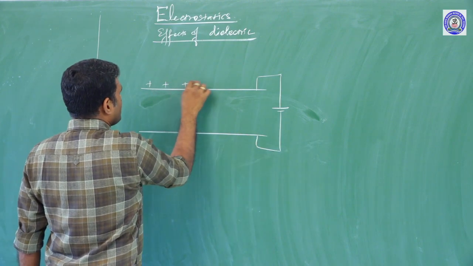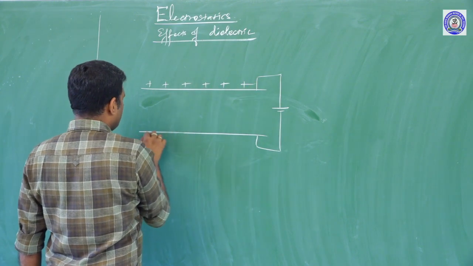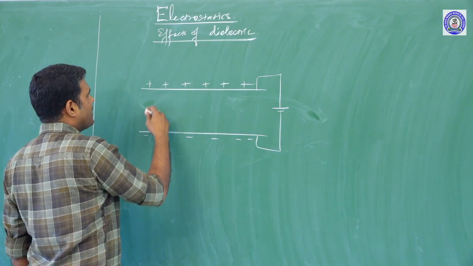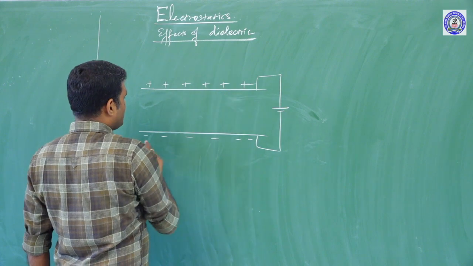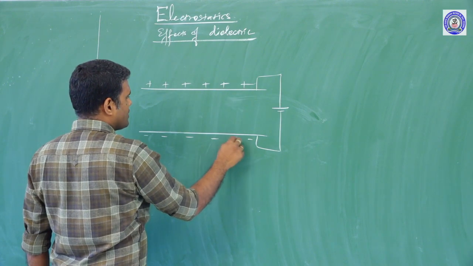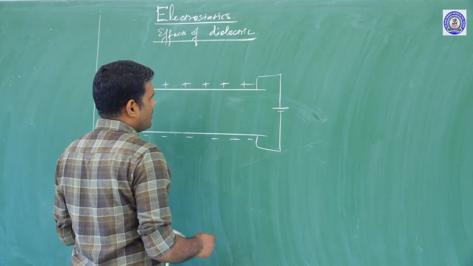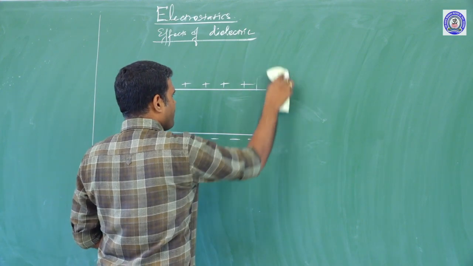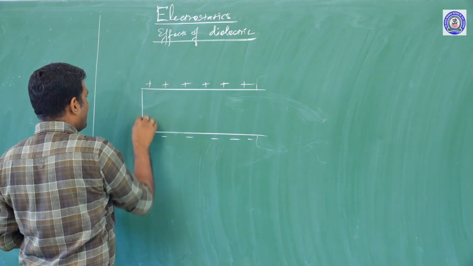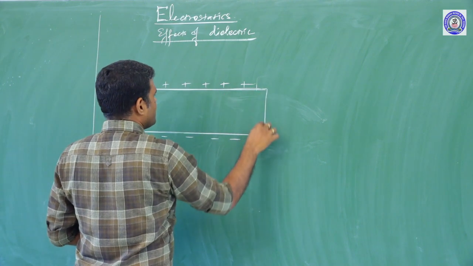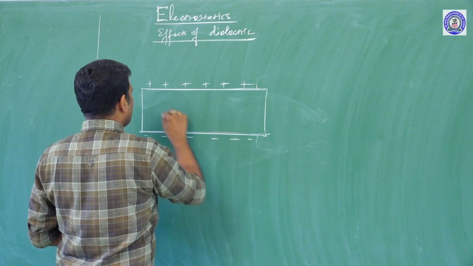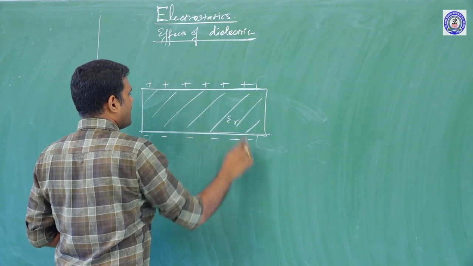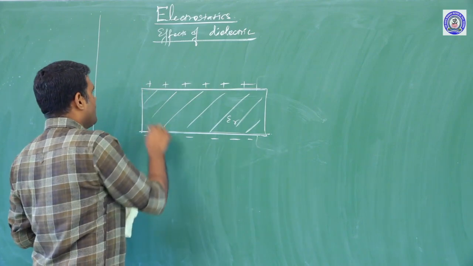Then the plates are charged like this. Equal number of charges will be there on the plates. If there are 6 positive charges, then there should be 6 negative charges on the other plate. Now the battery is removed and you are introducing a dielectric in the region between the plates of a parallel plate capacitor, which has a dielectric constant epsilon r.